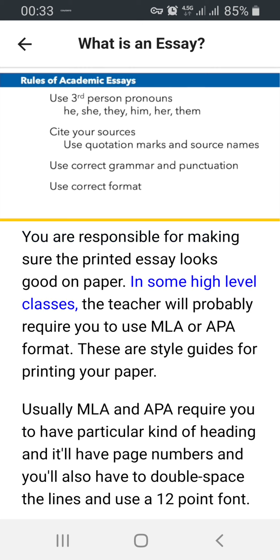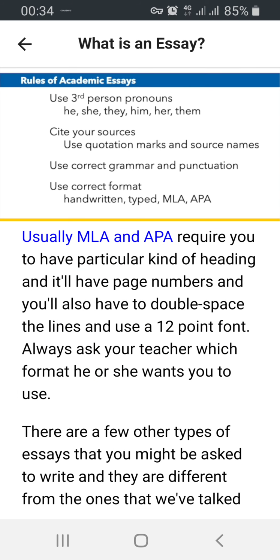And in some high-level classes, the teacher will probably require you to use MLA or APA format. These are style guides for printing your paper. Usually MLA and APA require you to have a particular kind of heading, and it'll have page numbers, and you'll also have to double space the lines and use a 12-point font. Always ask your teacher which format he or she wants you to use.